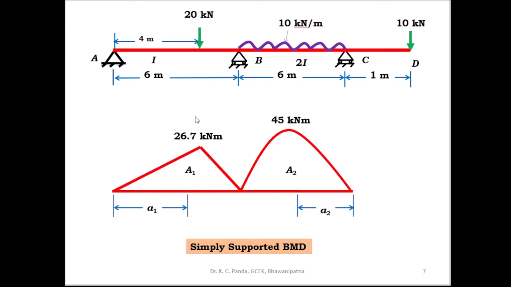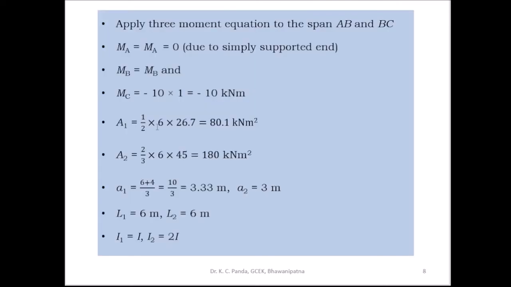The maximum ordinate is 26.7 kilonewton meter at the loaded point, and here the maximum ordinate is 45 kilonewton meter at the midpoint of the span BC. So this is triangular and this is parabolic. The area of this triangle is equal to half into base into height. Here the base is 6 meter and the height is 26.7. So the area of this free BMD, A1, is equal to half into 6 into 26.7, that is equal to 80.1 kilonewton meter square.